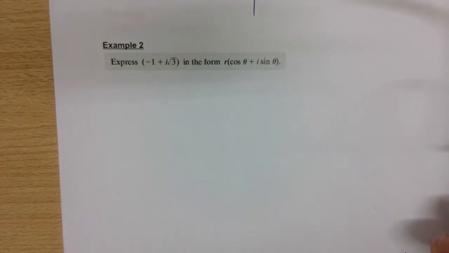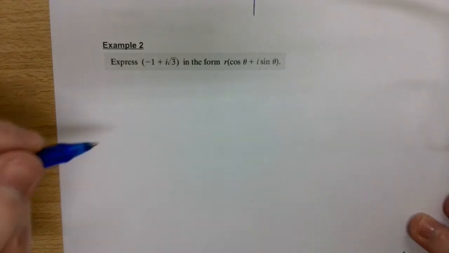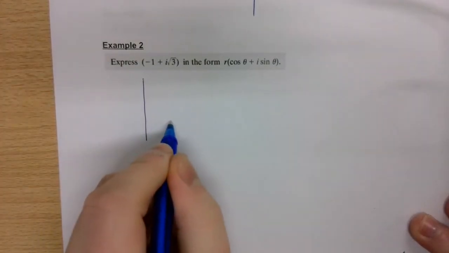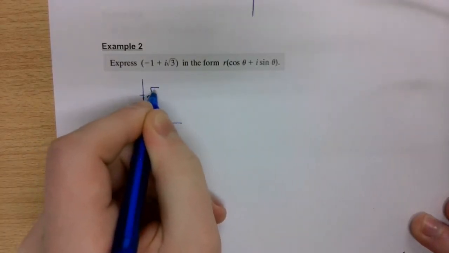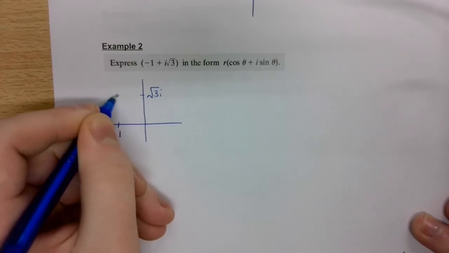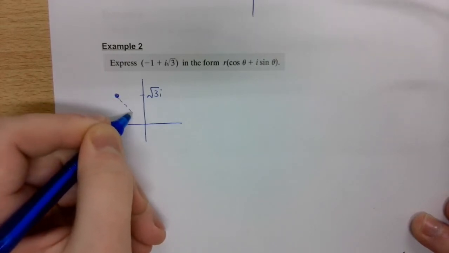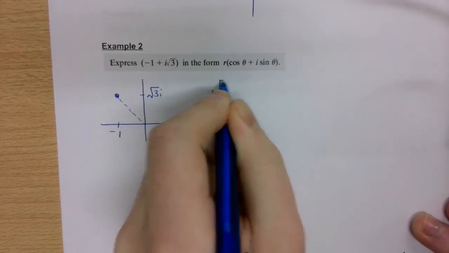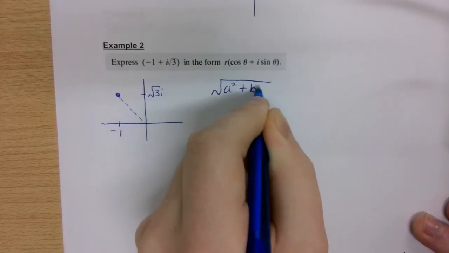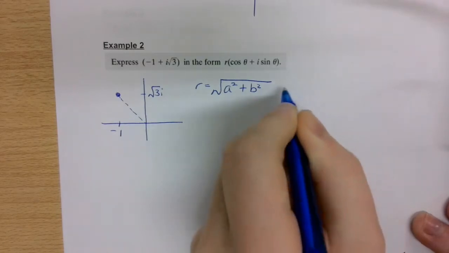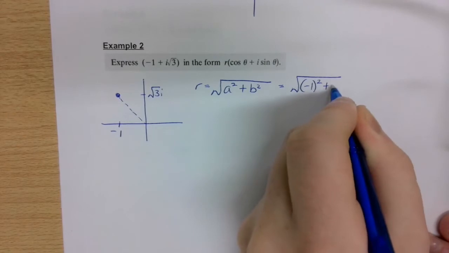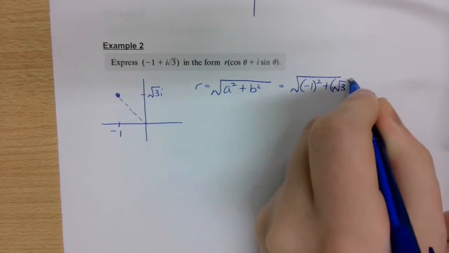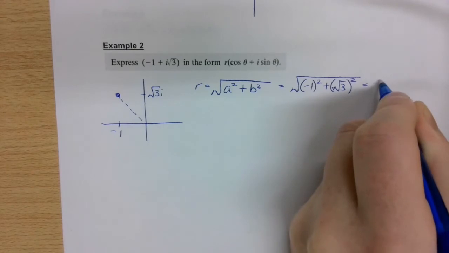Now this is the most important part of this example, being able to represent a complex number in polar form. So the first thing we need to do is represent it on an Argand diagram. So we're going to plot it approximately where it should be. We've got minus 1 and then we've got root 3i. First we plot the point, then we need to find the modulus. In order to find the modulus, it's the square root of a squared plus b squared, so that's what r is equal to. So it's going to be the square root of minus 1 squared plus the square root of 3 squared. Put that in the calculator and you'll get back your answer.